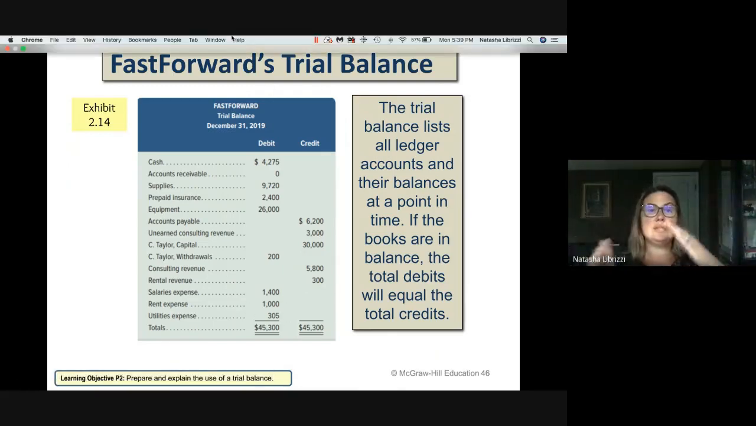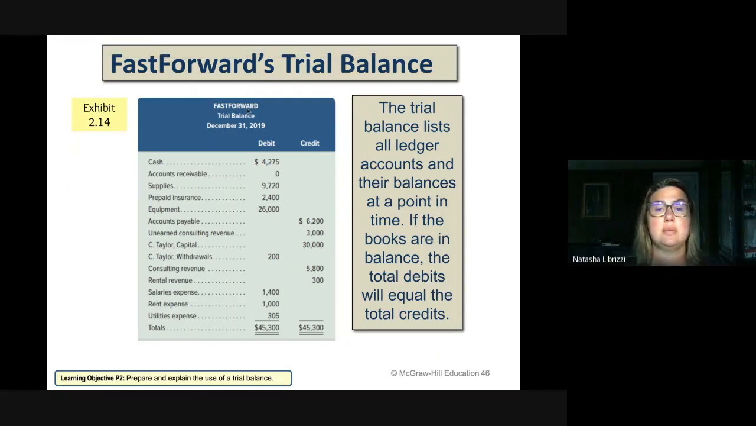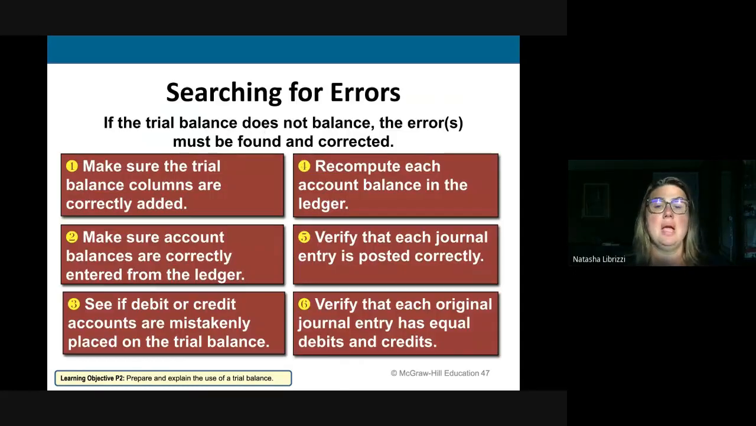So if you did everything in double entry, each of them, this would be true by the time you get to this process. So the trial balance lists all ledger accounts and their balances at a point in time. So in this case, it's December 31st, 2019. And if the books are in balance, the total debit will always equal our credit. Okay. Nothing is perfect. We could have some errors, and it happens all the time.